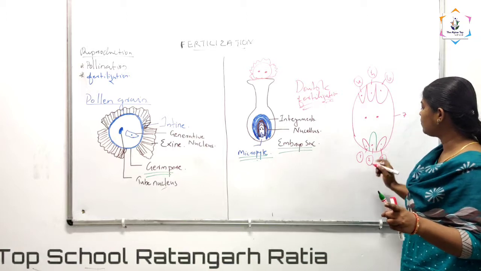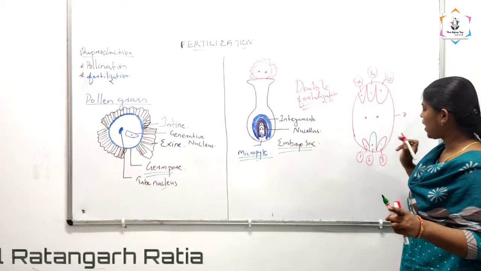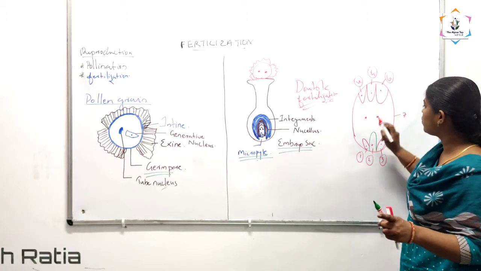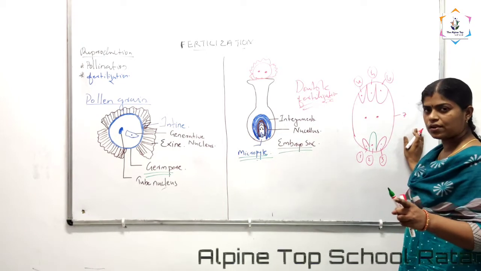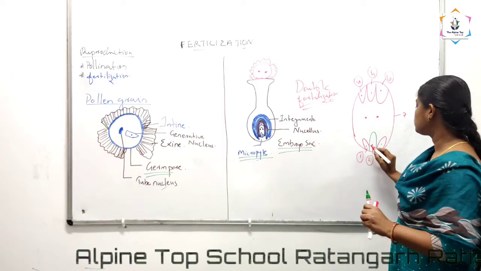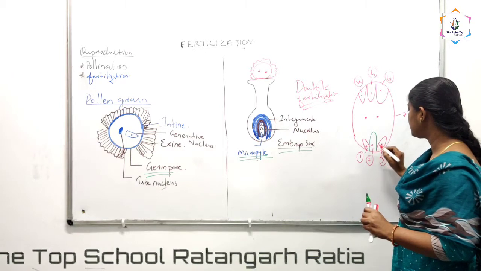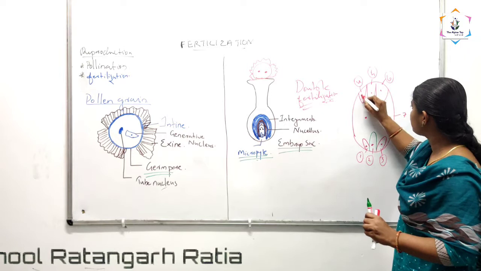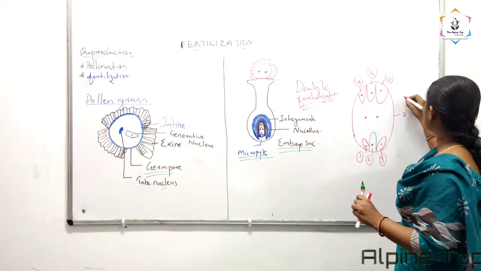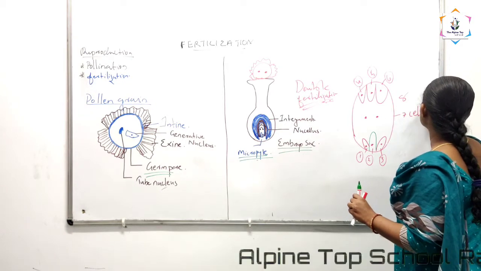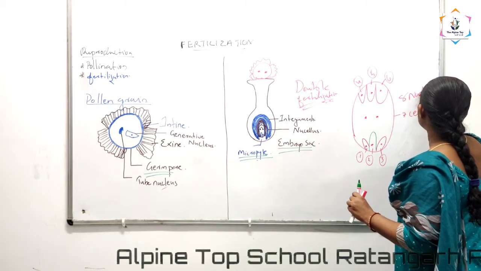How is it 7 cells? 2 synergids, 1 egg cell, and 3 antipodals, and the big central cell itself is a cell. So 7 cells are there, and it has got 8 nuclei. 1 nucleus is here, 1 is here, 2. This is 3. This is 4, 5, 6, 7 and 8. 8 nuclei are there. 7 cells and 8 nuclei.